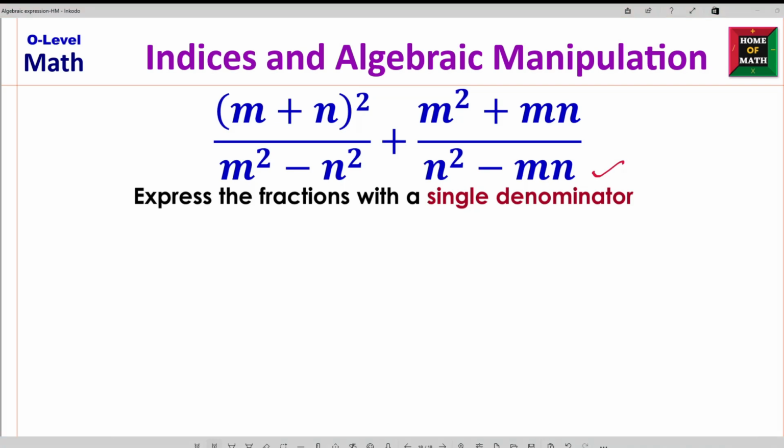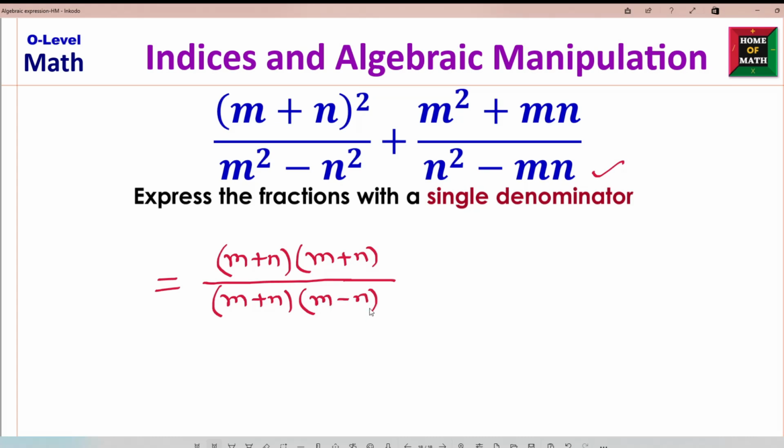So what can I do? First, this (m plus n) whole square we can write as m plus n into m plus n. And this m square minus n square we can write as m plus n into m minus n. Okay, and here we can do one thing.